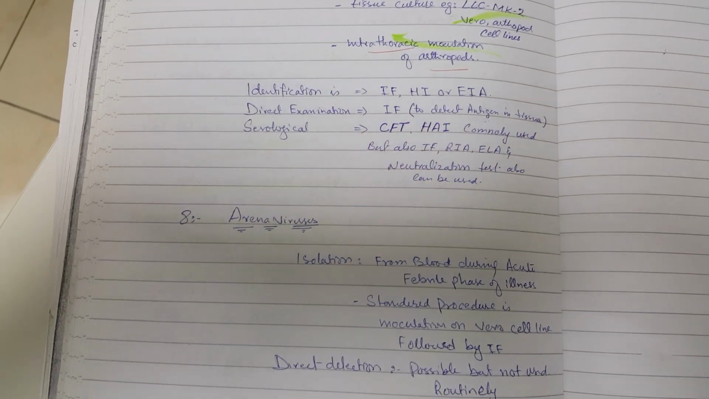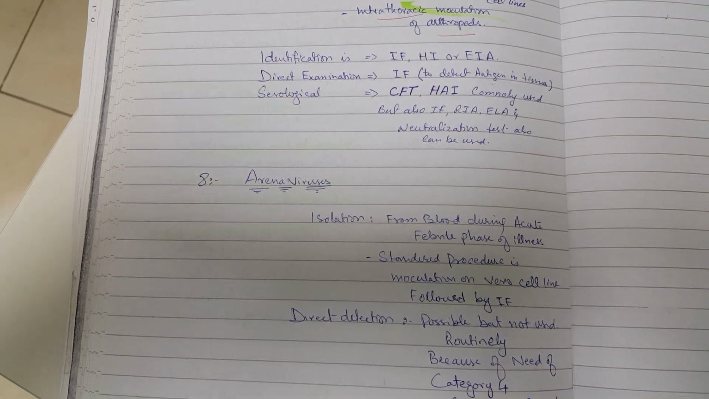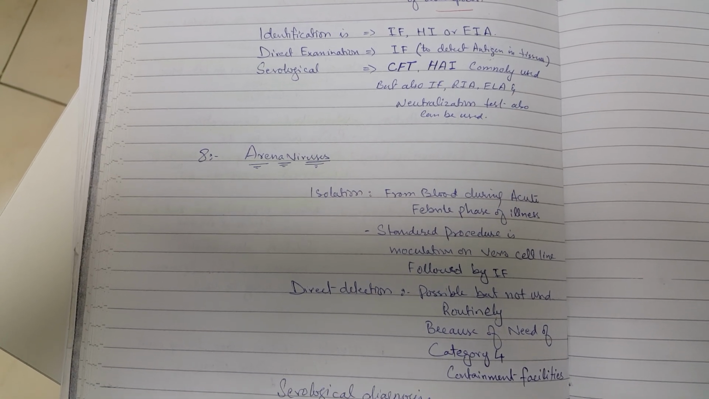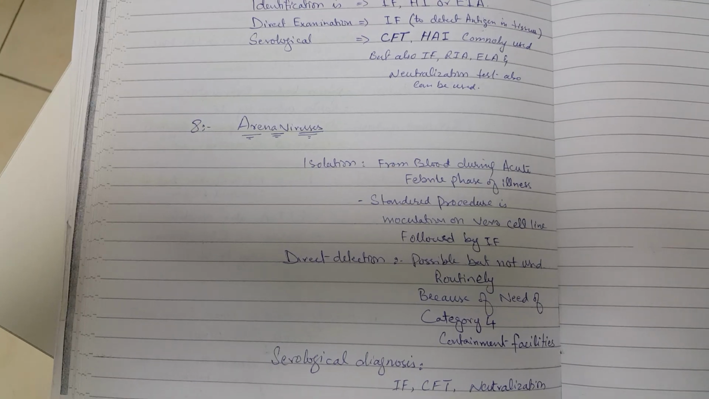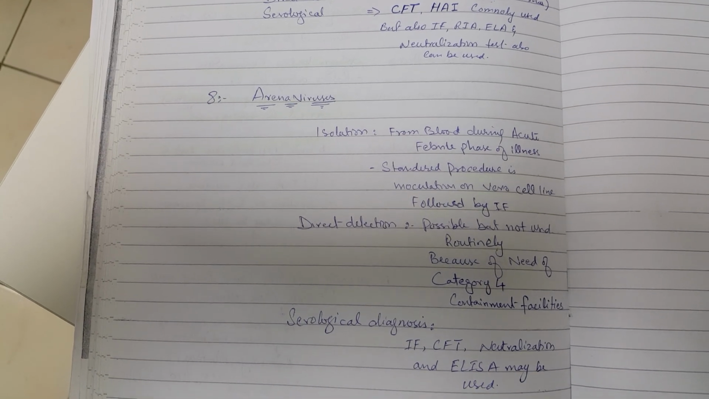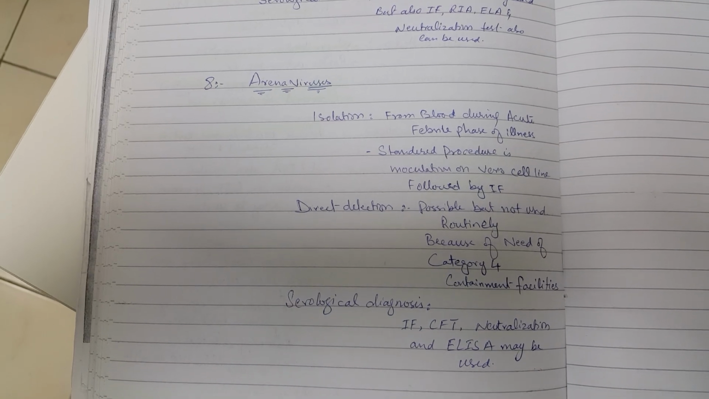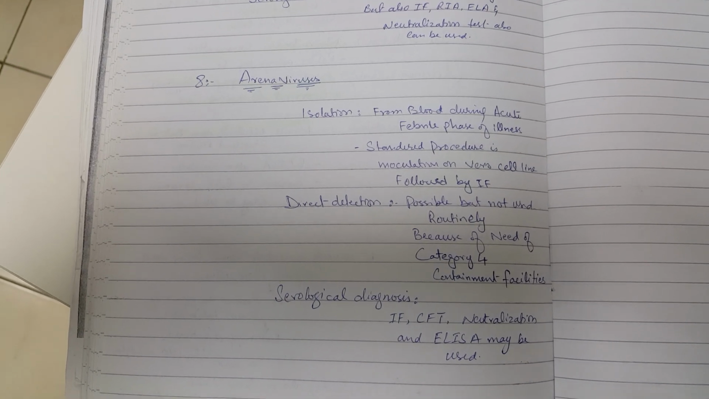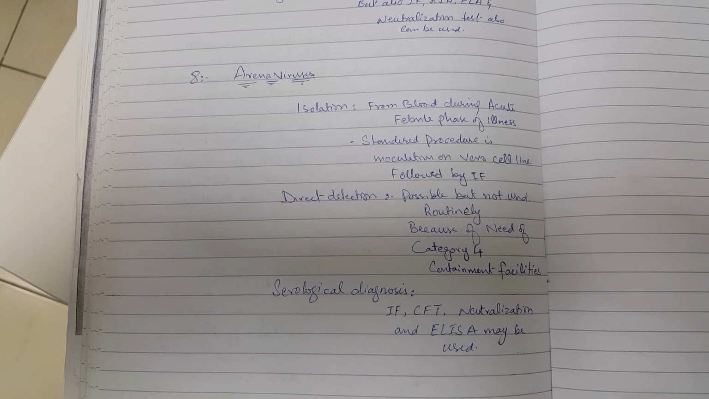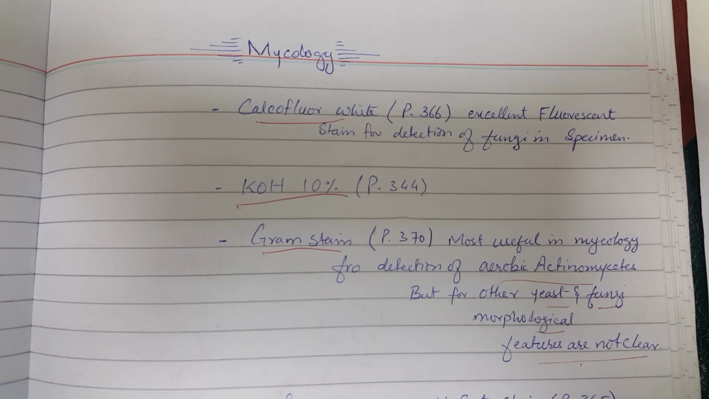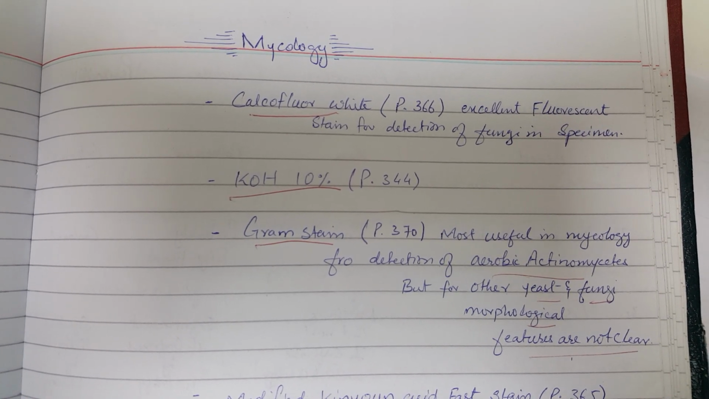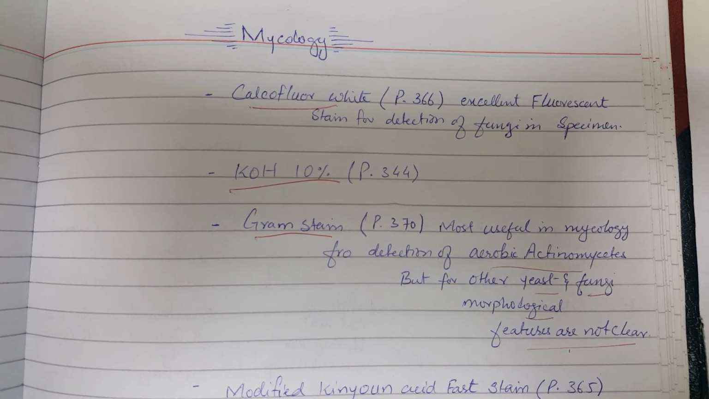In arenaviruses, the isolation is from the blood during the acute febrile phase of illness, the standard procedure is inoculation on the Vero cell line followed by immunofluorescence, and direct detection is possible but not used routinely because of the need of a category 4 containment facility. And serological diagnosis is immunofluorescence, complement fixation, neutralization. ELISA may be used.